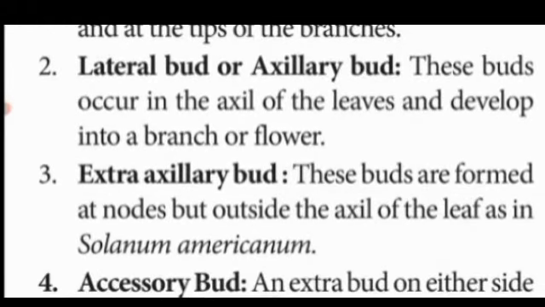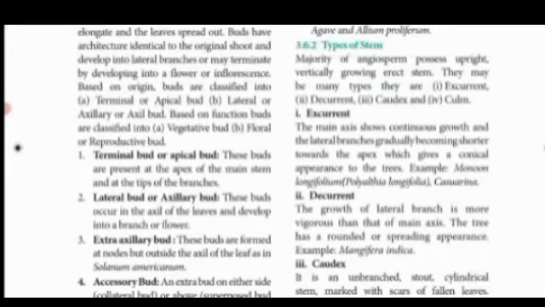Lateral bud or axillary bud. These buds occur in the axil of the leaf, the side region, and develop into a branch or flower. Sometimes it may develop into a branch or it ends in a flower like a shoe flower. So in shoe flower it ends with a flower.